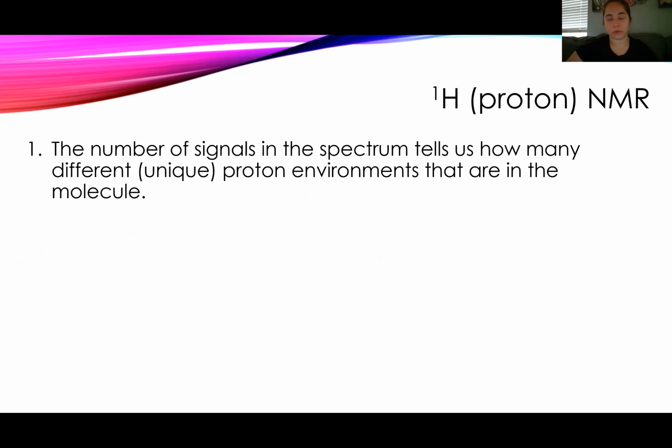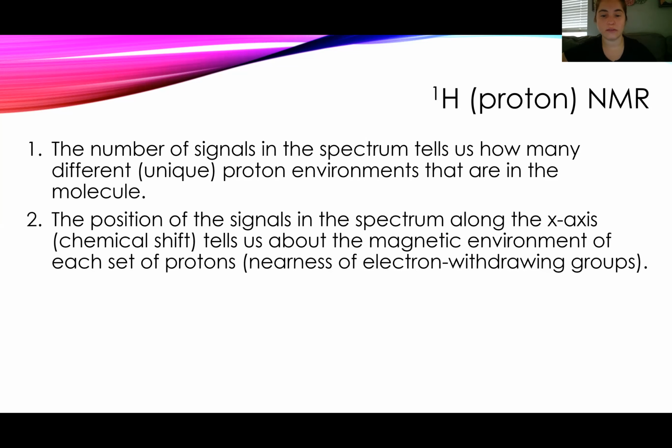So the way that we read proton NMR is there's a certain number of signals in the spectrum, and this will tell us how many different or unique proton environments there are in that molecule. The position of the signals in the spectrum tells us about the magnetic environment of each set of protons. The position of the signals is called the chemical shift, and the magnetic environment is affected by the presence of electron withdrawing groups. And we'll talk about their direct effect in a second.